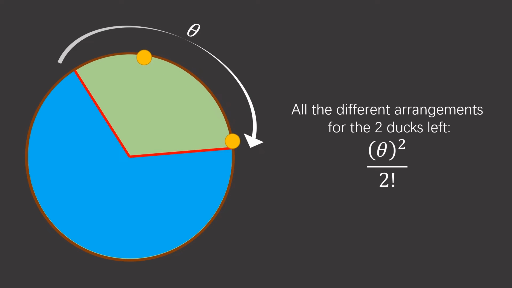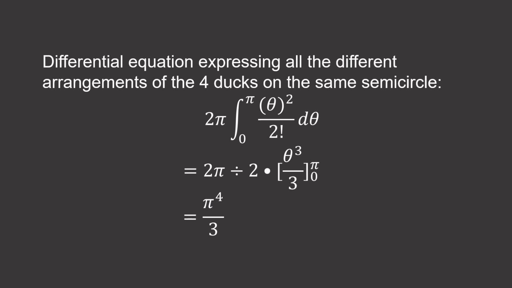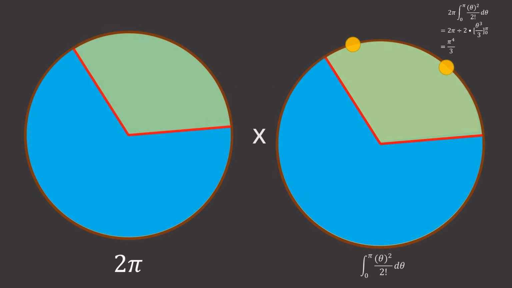Hence, when 4 ducks are placed in the same semicircle, we can calculate the position of them using the following integration. It is okay if you haven't learned integration. Next, I'm going to explain the meaning of the integration. It means that if we orbit the angle included by the radii passing through the 2 points on the edge by an angle of 2 pi, and multiply it with all the conditions the remaining 2 points can be placed on, the product, pi to the power of 4 over 3, represents all the conditions of the position of the 4 ducks when they are in the same semicircle.